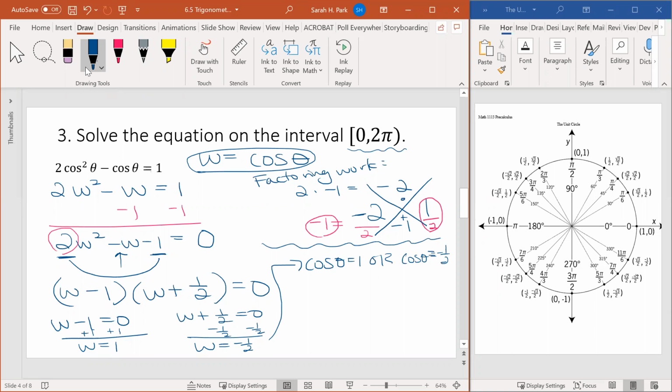Now it's time to use a unit circle. Let me just write this equal sign again. So we're looking to see where cosine stands for the x-coordinate. So going to the unit circle, where is the x-coordinate equal to 1? Well, there's only one spot where the x value is equal to 1. That's at 0 radians. Let's write that down. So theta is equal to 0.